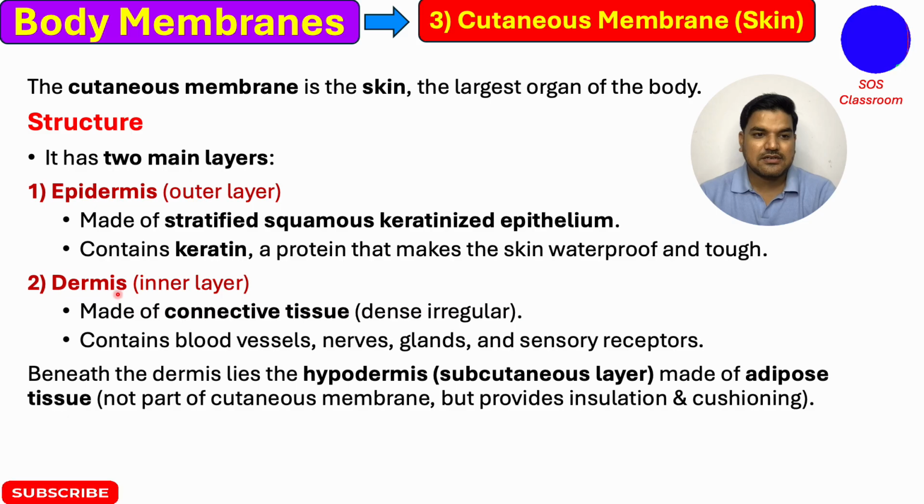And just beneath the dermis, there is a layer called the hypodermis. The hypodermis does not come under the cutaneous membrane. This is the third layer of the skin, called the subcutaneous layer. Subcutaneous means just below the cutaneous membrane. It is made of adipose tissue, meaning fat cells. It is not part of the cutaneous membrane but provides insulation and cushioning to the body surfaces.